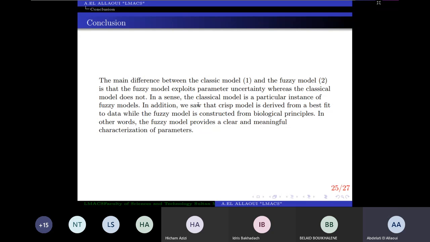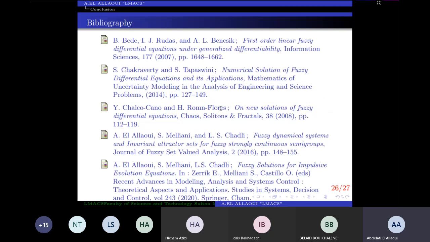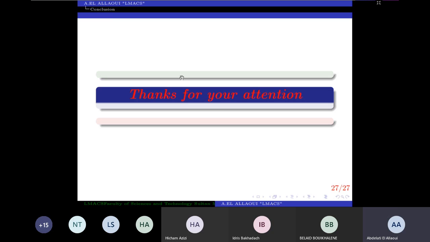And in addition, we saw that the crisp model is derived from a best fit to data, while the fuzzy model is constructed from biological principles. In other words, the fuzzy model provides a clear and meaningful characterization of parameters. And the last part is some references used in this paper. And thanks for your attention.